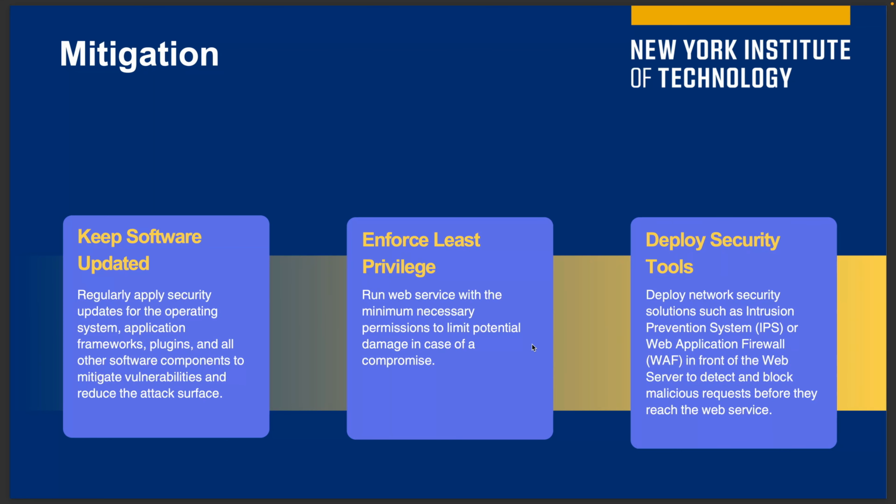We have already mentioned that CVE-2020-25213 is a critical level vulnerability. It will lead to a full system compromise, data corruption, and data breach. So how can we mitigate this vulnerability or other similar ones? There are 3 rules we provide. First, keep all software updated, and then enforce the least privilege policy. And the last one is to deploy security tools like IPS and WAF in front of the web server. These 3 basic rules are simple but super effective.